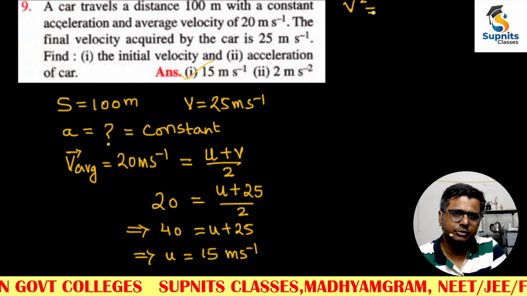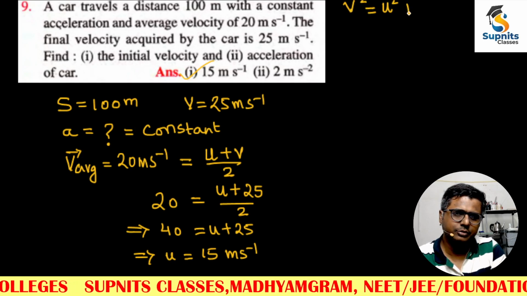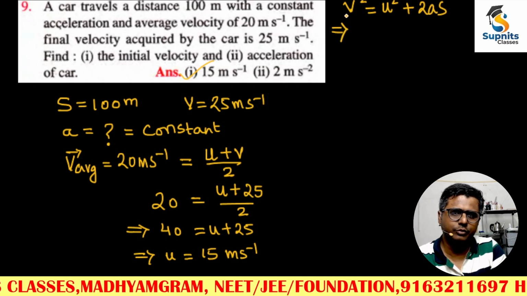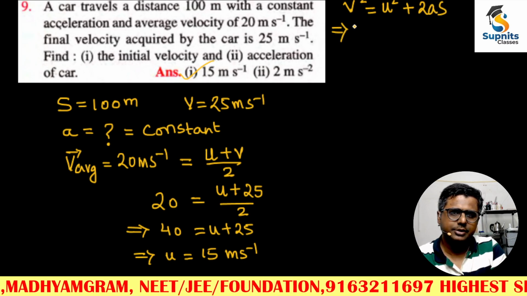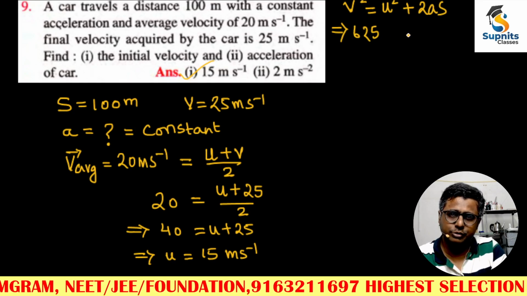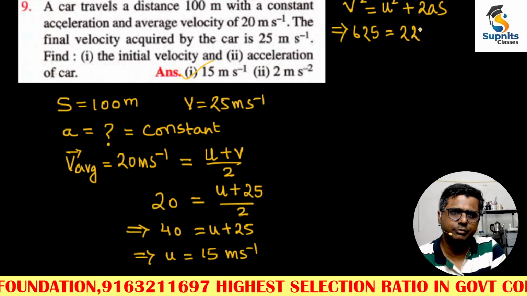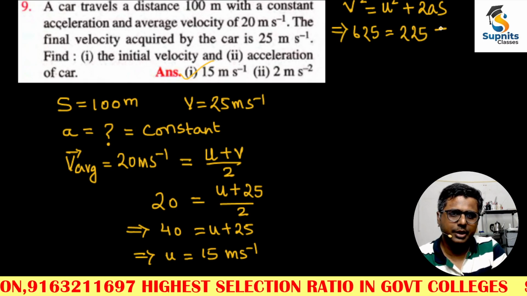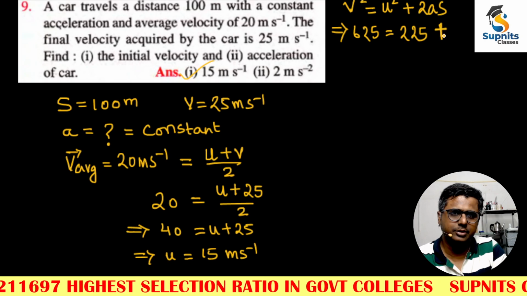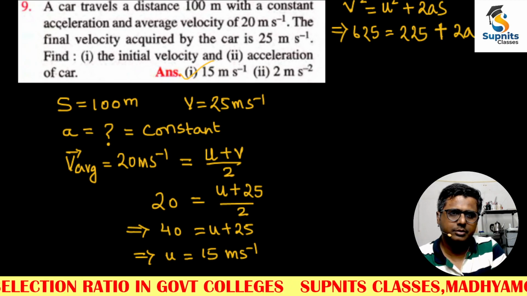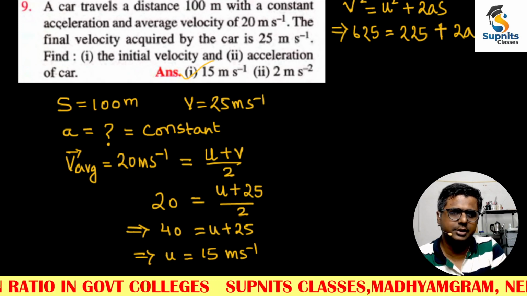I can use v square is equal to u square plus 2as. V I know is 25, so that means 625, and u is 15, that means 225, that is 15 square, plus 2as, s is 100 meter.